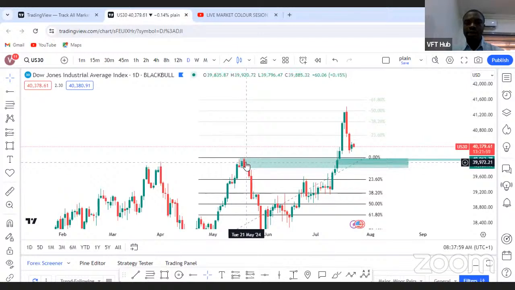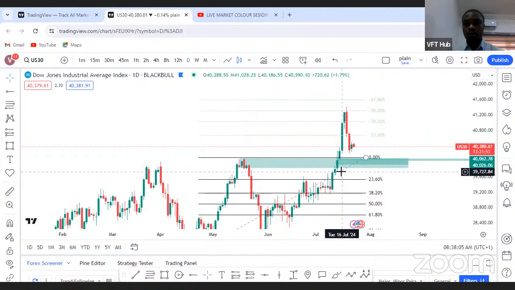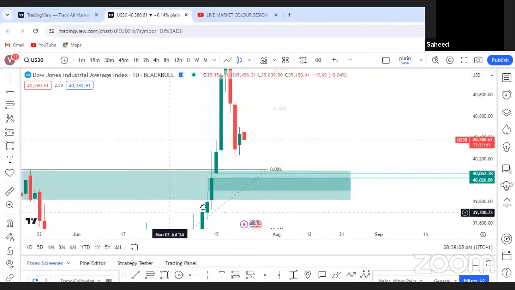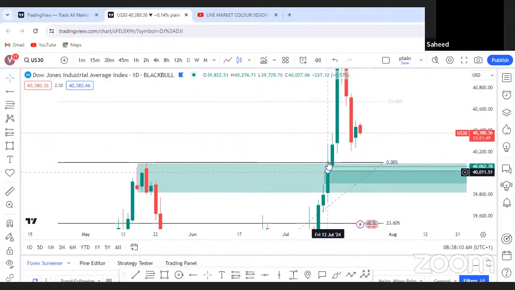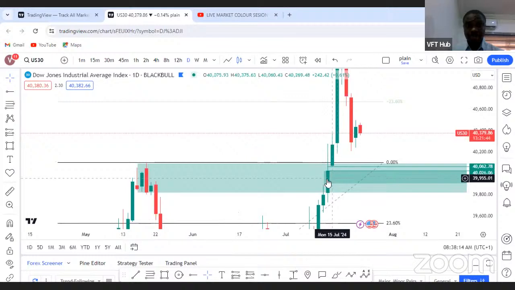However, notwithstanding, this other block was violated. However, price did not close above it. I mean, this candle here. So price did not close above this candle, it closed beneath it.